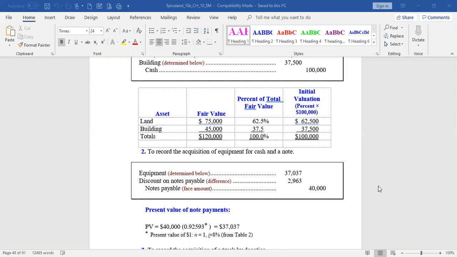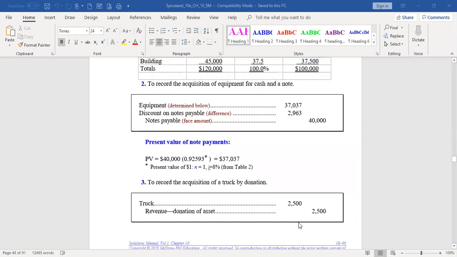The difference is debited to discount on notes payable, the contra account to notes payable. Remember, what does that represent? It's the interest on this loan. But we can't debit interest expense today because no interest has occurred yet. We will remove the interest as it occurs out of that account and into the interest expense.